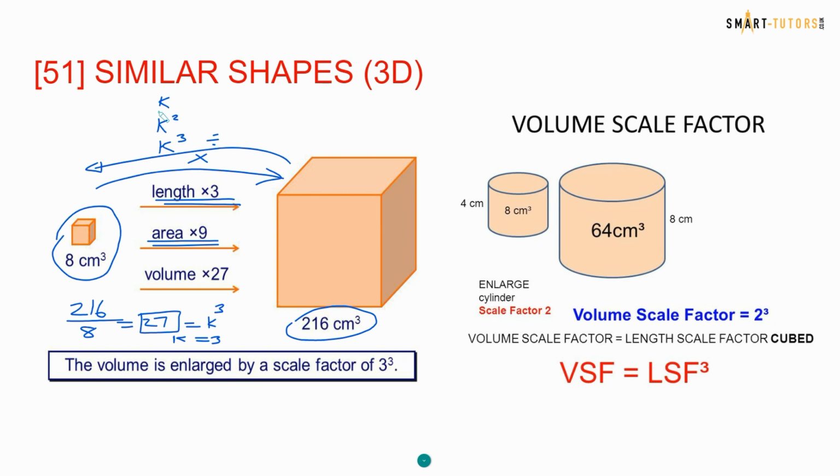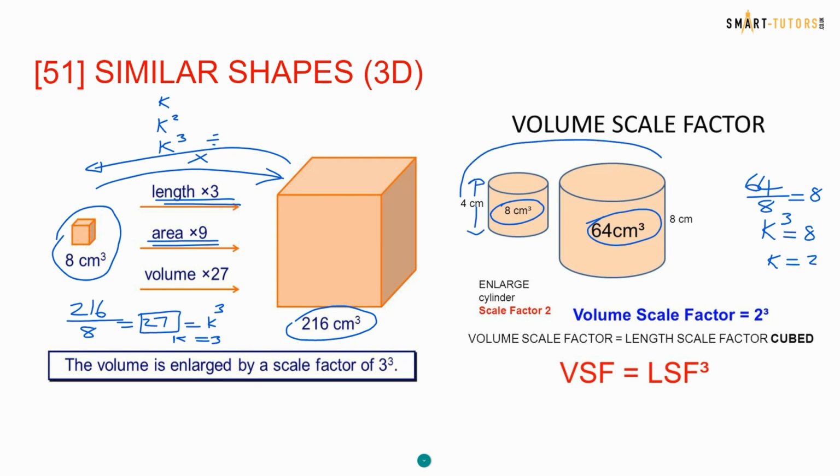So look at this question. Volume scale factor: 8 centimeter cubed and 64 centimeter cubed. So 64 divided by 8 is what? 8. That is K cubed. Volume scale factor is K cubed equals 8. Cube root is K equals 2. Then the length scale factor: the height of the cylinder here, 4, times by 2, K equals 2, means times by 2, is 8. That is the answer. And those are the conditions you need to remember on similar shapes 3D.